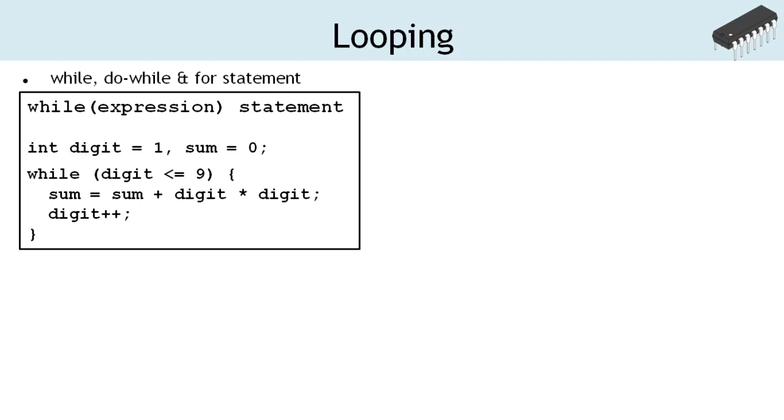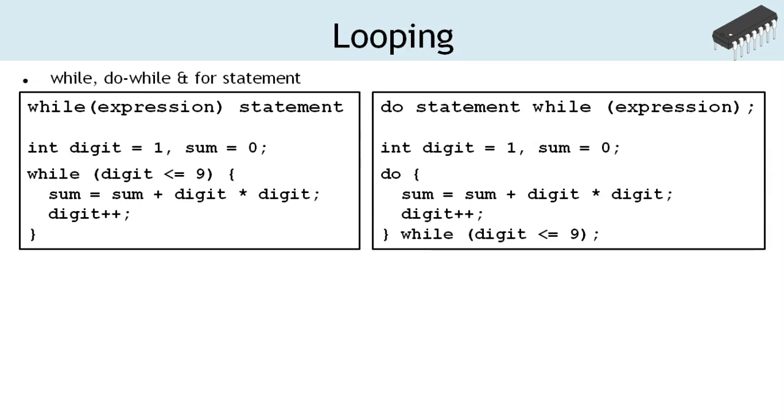In the implementation with the while loop, the test for continuation of the loop is carried out at the beginning of each pass. But sometimes it is required to pass the loop at least once, irrespective of the outcome of the test for continuation. This can be achieved by using the do while loop.